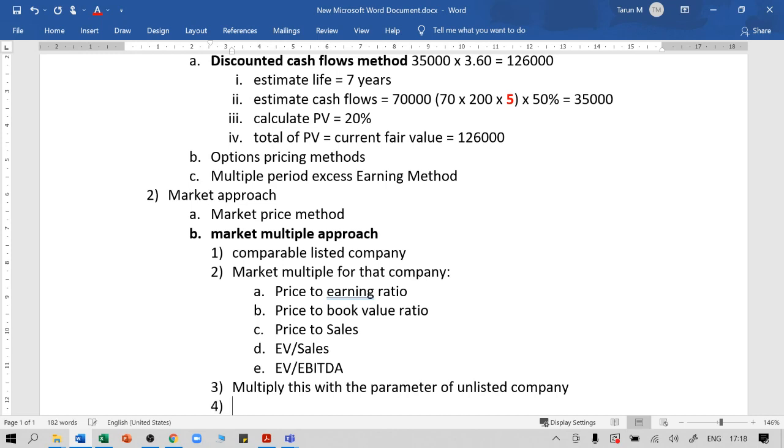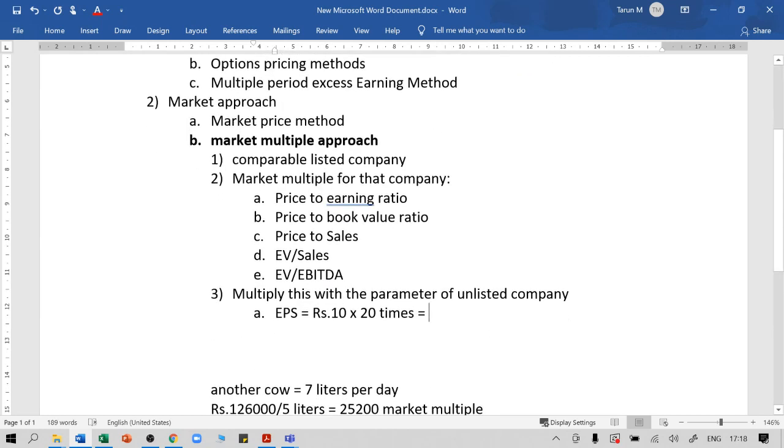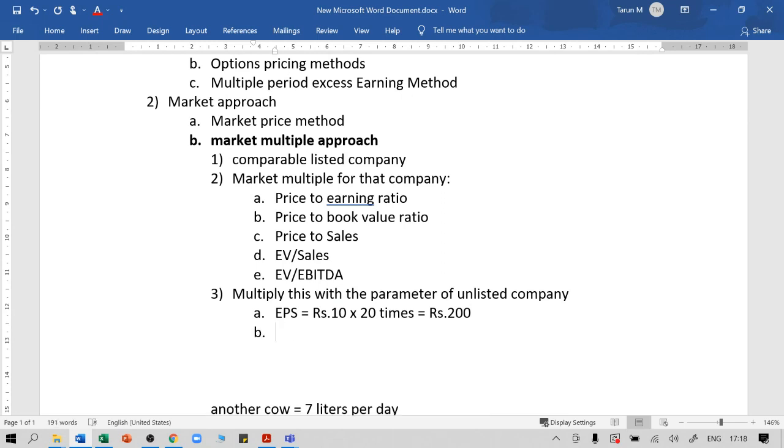unlisted company. Like for example, EPS of my company is rupees 10. Price earning ratio of comparable company is 20 times. So I take 10 rupees, this is my EPS, I multiply it by 20 times to arrive at fair value of equity share of my company. Or suppose the book value per share of my company is rupees 300 and price to book value ratio is say 4 times. In that case, I'll say rupees 1200 is the fair value for equity share of my company.